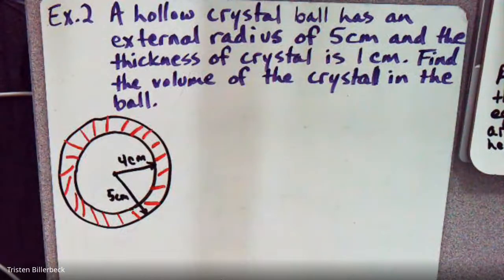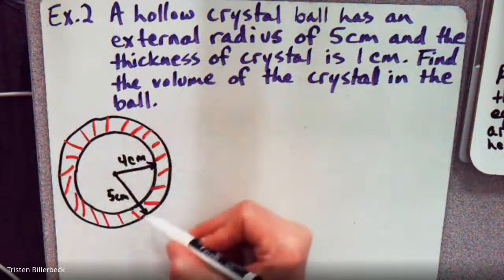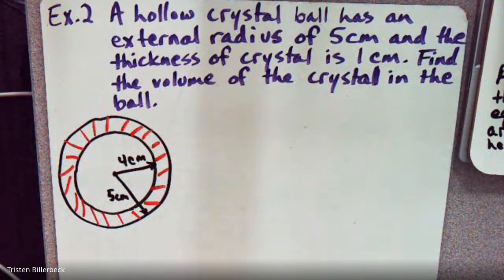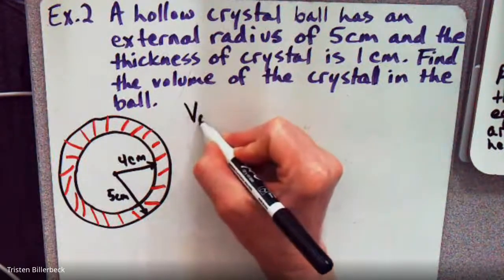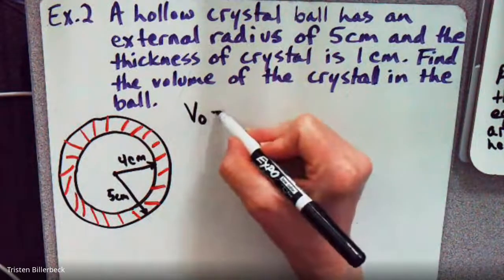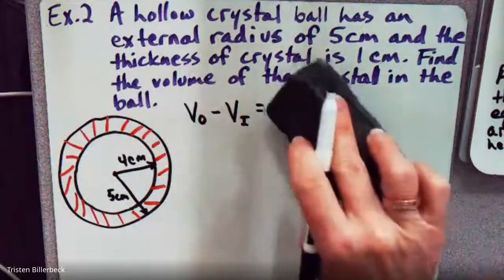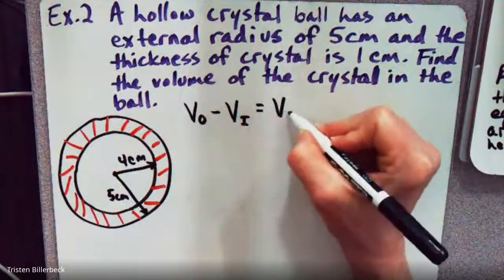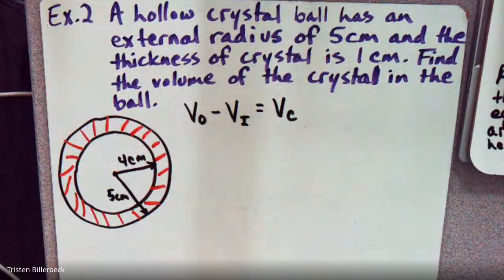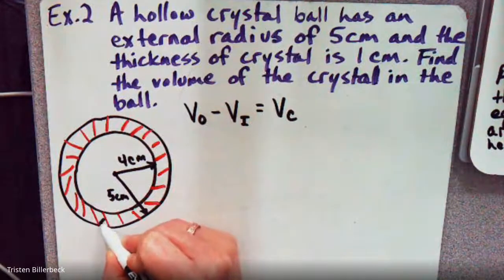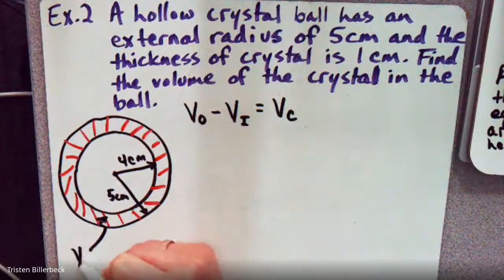Okay, so now I'm going to create a strategy. My strategy is I'm finding the volume of the crystal, so I only want to know this red part of the sphere. So I am going to say volume outer minus volume inner equals volume crystal. So that's what we want to find, and this in here is the volume of the crystal, which is what we're trying to find.